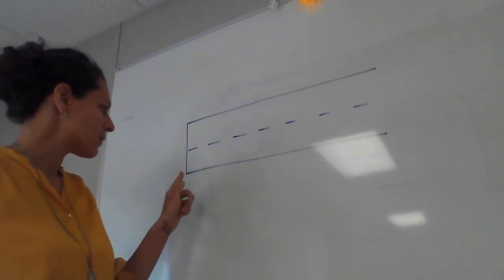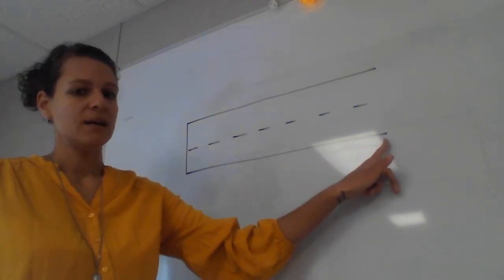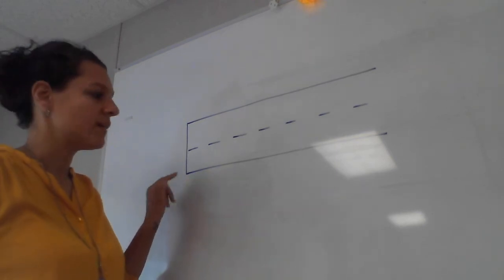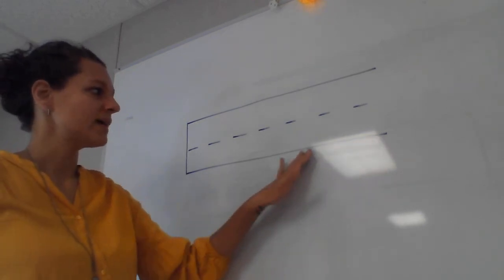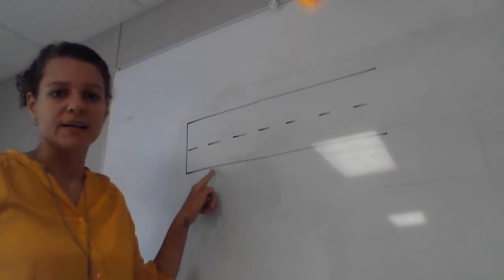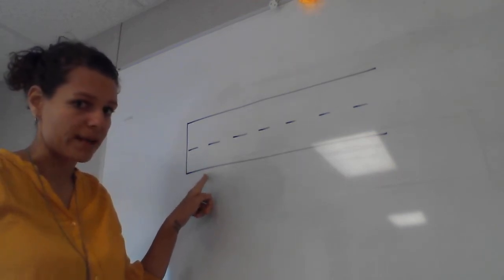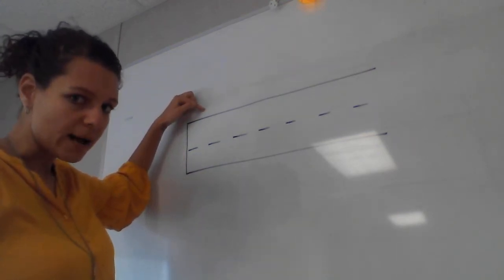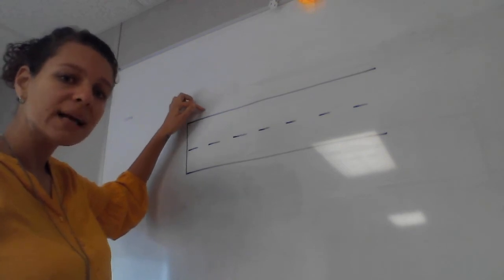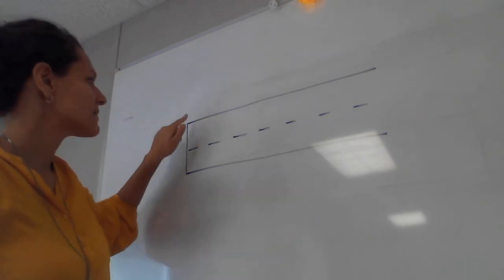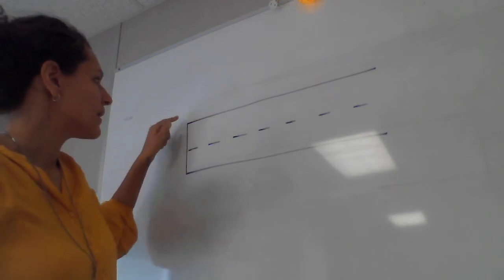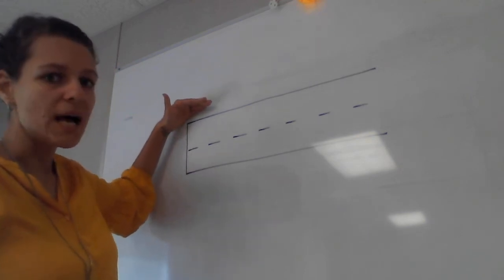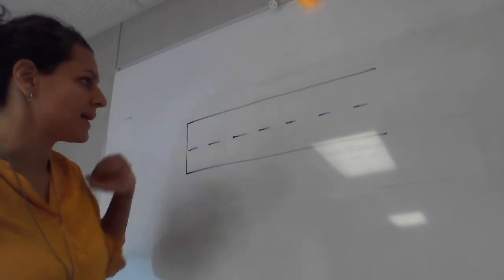So the first thing we're going to talk about is this. This is the baseline. Can you say baseline? Good. This is our baseline. So that is on the bottom. A lot of our letters will be resting on the baseline. This line up here, we call it our top baseline. Can you say top baseline? Excellent. So on the bottom, we have our baseline, and then on the top, we have our top baseline.